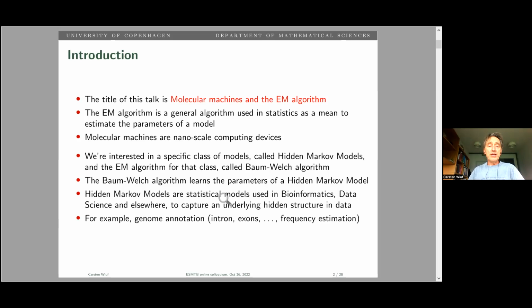What I'm interested in here in this talk is a specific class of models that are called hidden Markov models. And the EM algorithm for that class is called the Baum-Welch algorithm. It takes a particularly nice form.